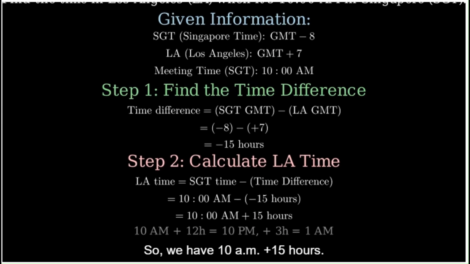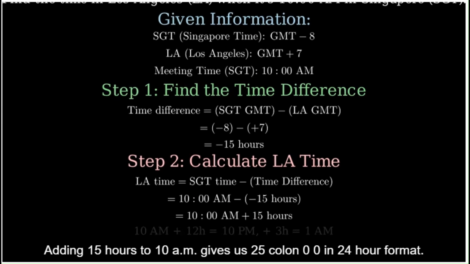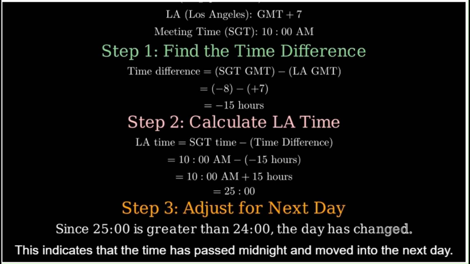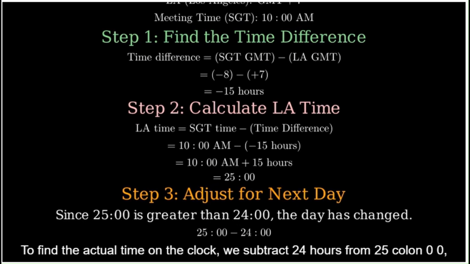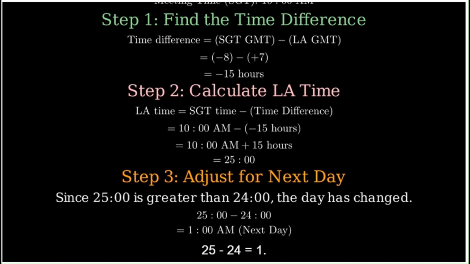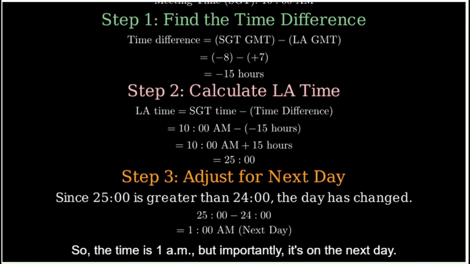So we have 10 a.m. plus 15 hours. Adding 15 hours to 10 a.m. gives us 25:00 in 24-hour format. Step 3 involves adjusting the time, because 25:00 is more than 24 hours. This indicates that the time has passed midnight and moved into the next day. To find the actual time on the clock, we subtract 24 hours from 25:00. 25 minus 24 equals 1. So, the time is 1 a.m., but importantly, it's on the next day.